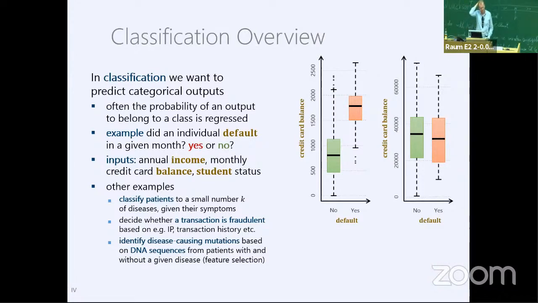Good. So what do we want to do? We want to predict categorical outputs. As examples, is a patient going to die or not? Is a transaction fraudulent? Should we give somebody a loan? Should we go left or right here, in a self-driving car situation? This is classification in a nutshell, right?